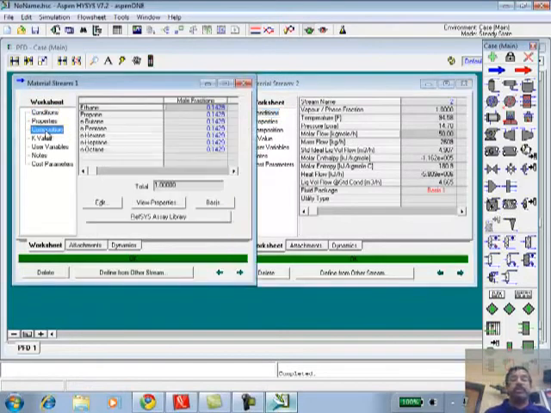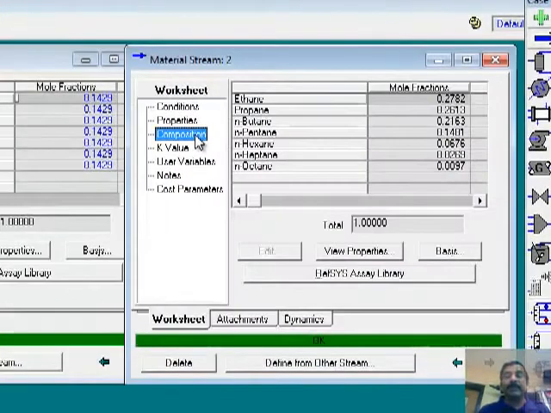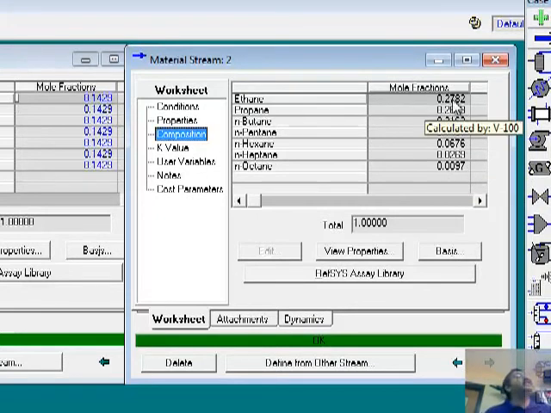The compositions we put in are all equimolar. Can anybody guess which would be higher in the vapor phase and which would be lower in terms of composition? Yeah? Ethane should be the highest because that's the most volatile one. Okay? And N-octane should be the lowest. So N-octane is 0.0097 mole fraction. Okay? Whereas we put in 0.1429. Okay? And ethane we put in 0.1429, but we're getting 0.2782.